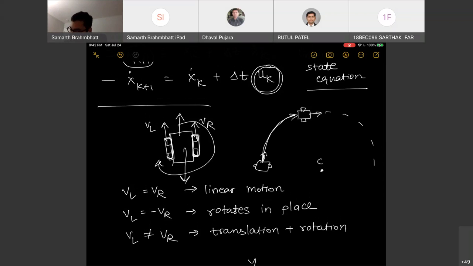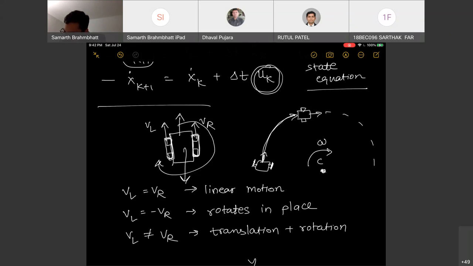We want to derive the relationship between the velocities of these wheels and the motion of the robot with respect to the center of rotation. So now the idea is we don't know this center of rotation, but we just know that it is going to rotate with some rotational velocity omega around this center of rotation. Now this center of rotation can be farther away or at infinity also, right?